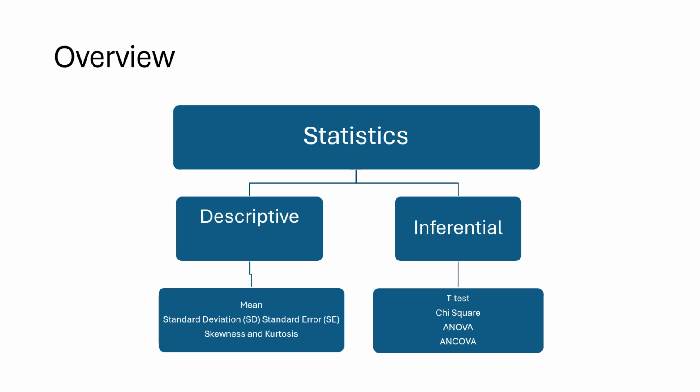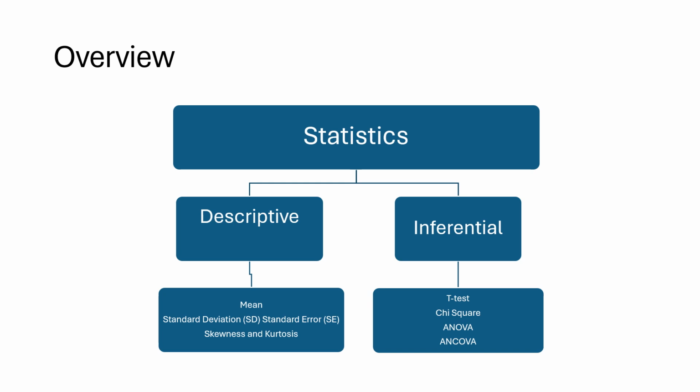Now, inferential stats is to make inferences and predictions about a population based on a sample of data. So you use the data from the sample to make generalizations about a larger population. This involves estimating population parameters, so mean, proportion, hypothesis testing, regression analysis, and confidence intervals.